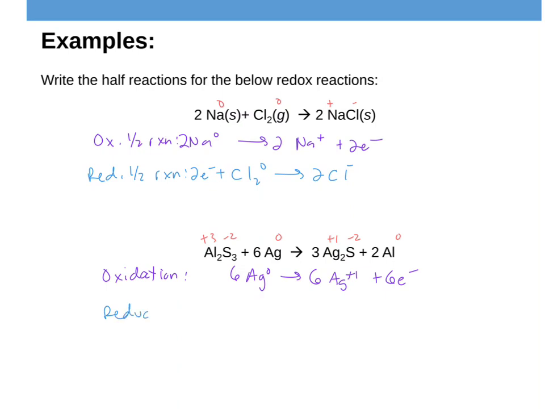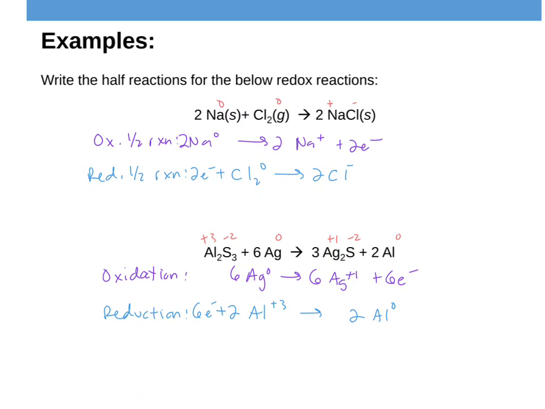If I look at the reduction half reaction, what was happening with that? It looks like I had 2 aluminum +3s turned into 2 aluminum 0s. So I have 3 positives on the left. I have a 0, which is neutral, on the right-hand side. So that must mean that I need 6 electrons on the left-hand side to get that to balance out. So now both sides are neutral. So that's how you write these half reactions.